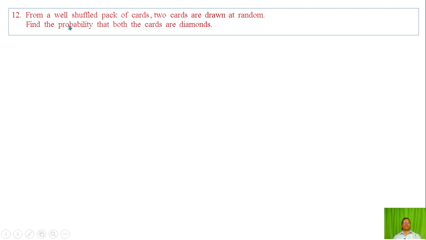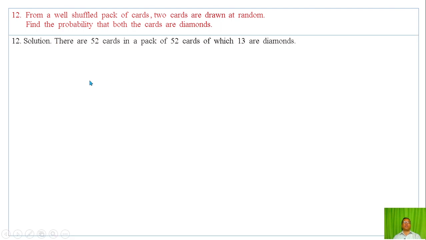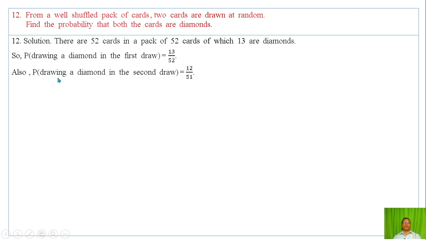Question number 12. From a well-shuffled pack of cards, two cards are drawn at random. Find the probability that both the cards are diamonds. There are 52 cards in a pack, of which 13 are diamonds. Probability of drawing a diamond in the first draw is 13 by 52, and the probability of drawing a diamond in the second draw is 12 by 51. So the required probability that both are diamonds is 13 by 52 into 12 by 51, that is 1 by 17.